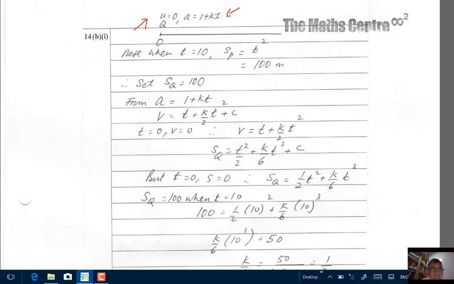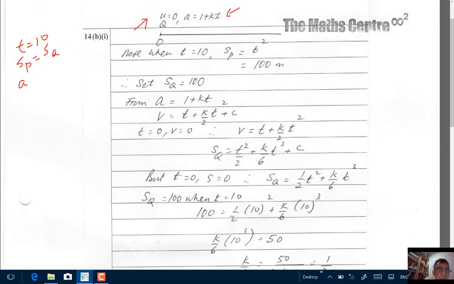Which means that when t is 10, the displacement of P will be equal to the displacement of Q. Same idea as overtaking. Q passes P when t equals 10. So when t equals 10, SP, the displacement of P, equals SQ.